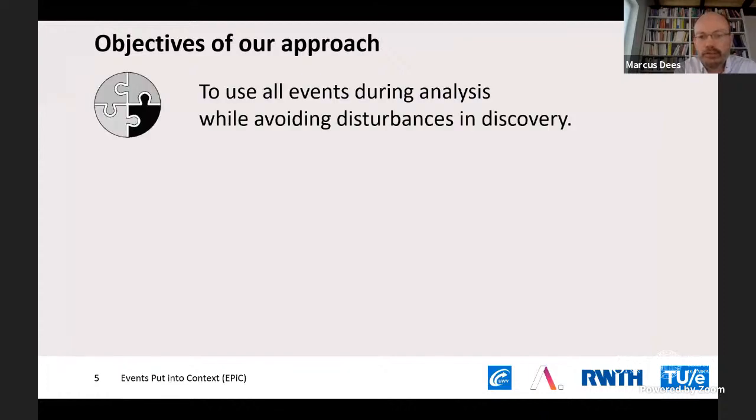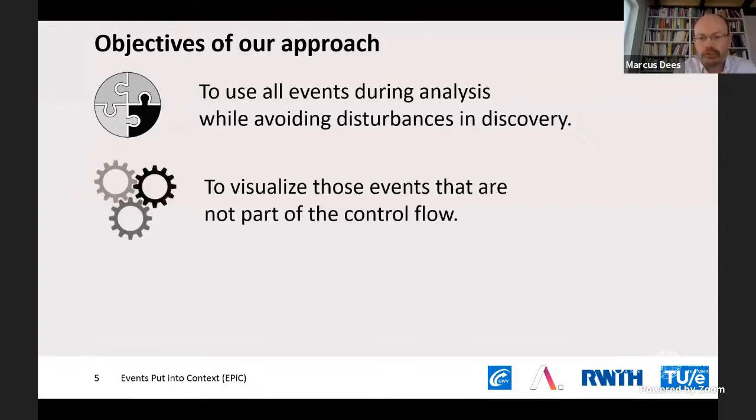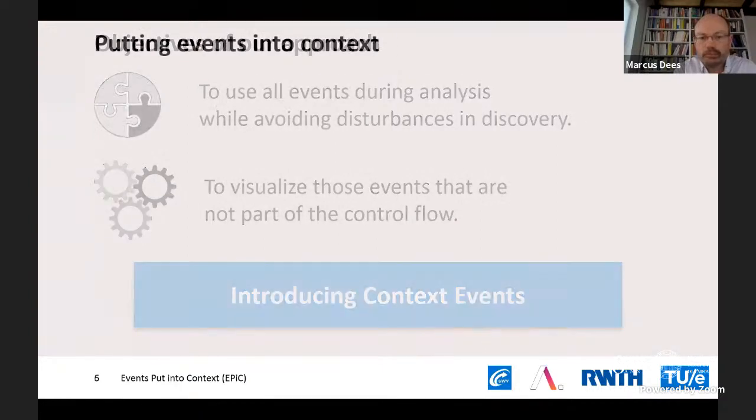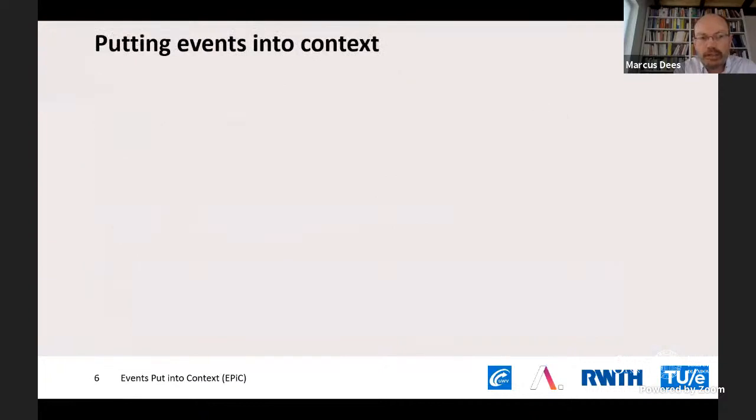This leads us to the objectives of our approach. We would like to be able to use all events during our analysis, whether it's a discovery or any other type of analysis, but we want to avoid that events disturb the results. We also want to visualize these events that are related to the process but are not part of the control flow. To do both, we introduced the concept of context events. I will show you now how we identify these context events and how we visualize the context.